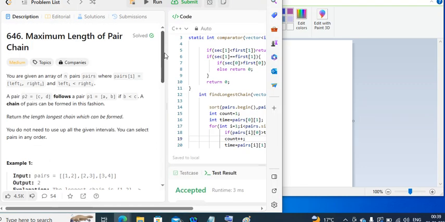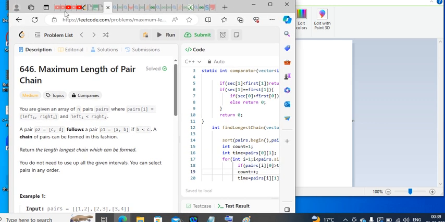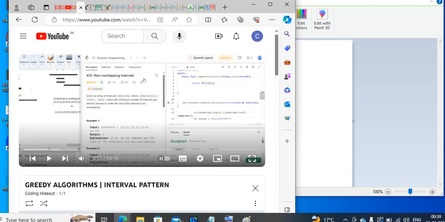Okay, hi guys. So let's solve this problem. LeetCode 646, Maximum Length of Pair Chain. Now, this is actually the same kind of problem that we have solved earlier. So I would strongly recommend all of you to watch this first. That is the greedy algorithms interval pattern.